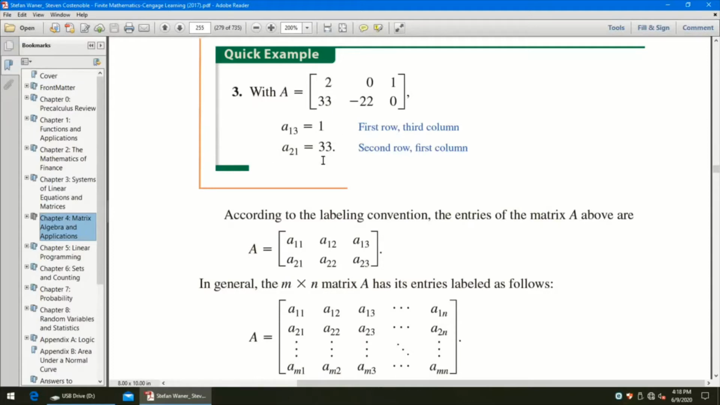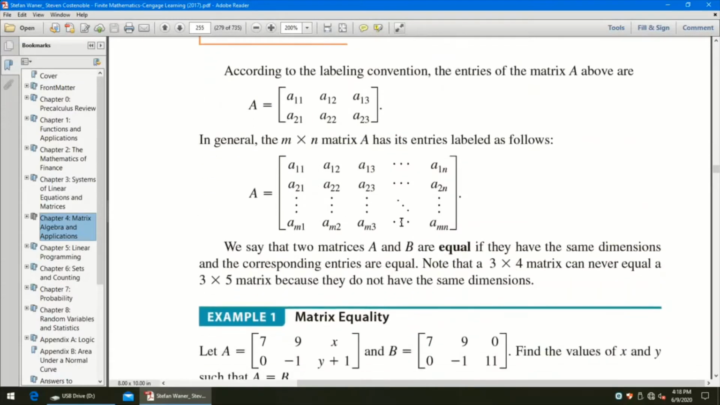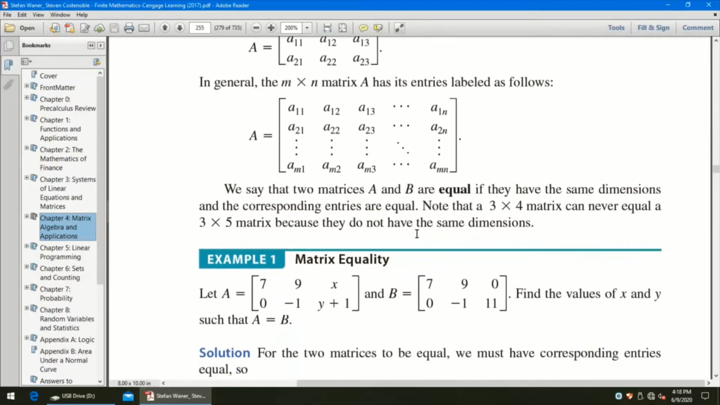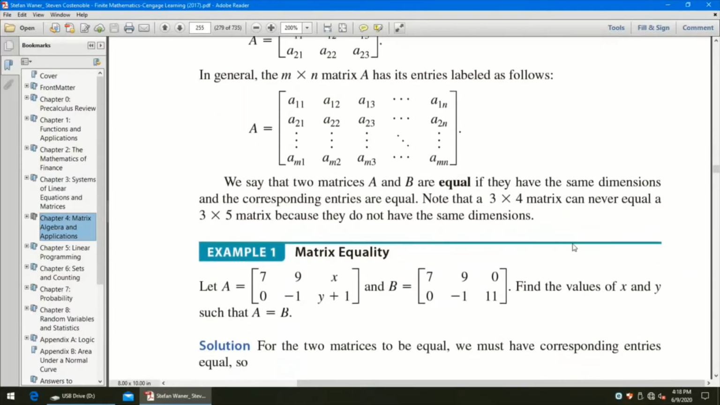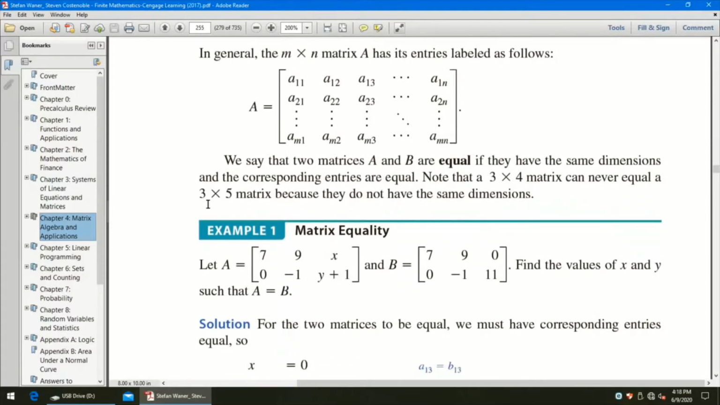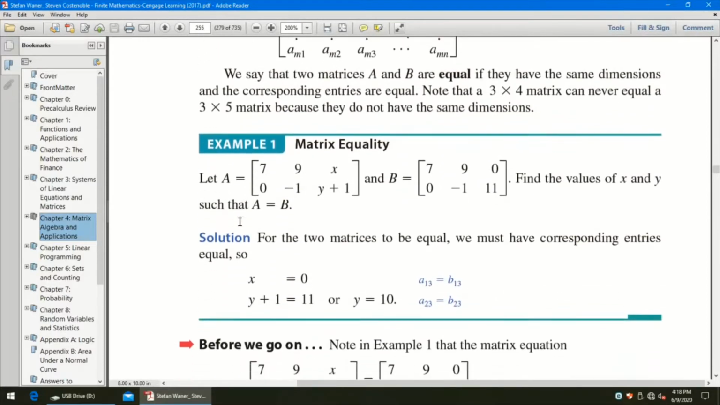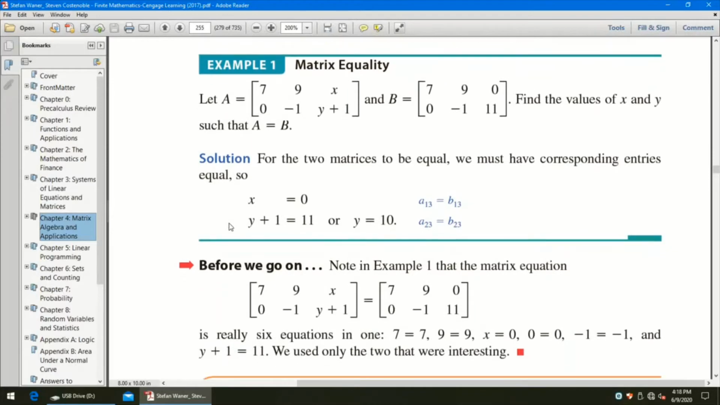So we have A21 as 33, as you can see, it's the second row and first column. Then you can just have a number of entries, and they say that 2 matrices have to be, like I said, equal. And they say that a 3 into 4 matrix can never be equal to a 3 into 5 matrix. Similarly, they have given you an example here.